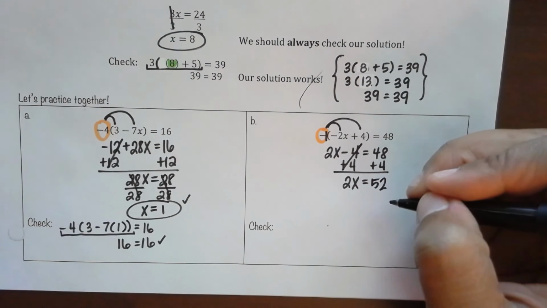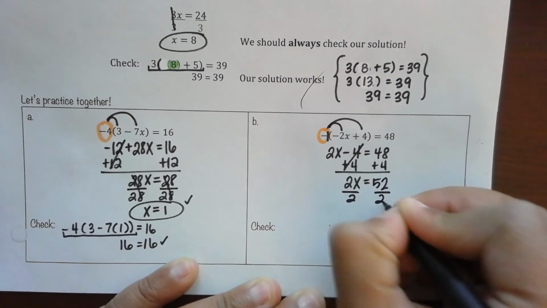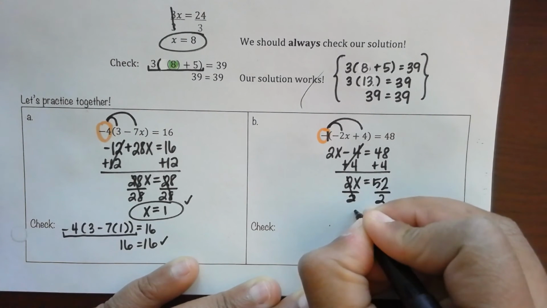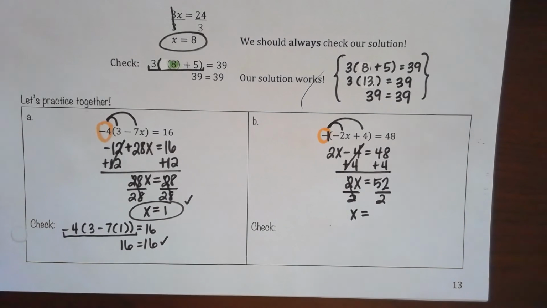What do I do from here? Divide by 2 on both sides. What happens to those 2s? Cancel out. What's being brought down? X. And what's being typed in? 52 divided by 2. Type in 52 divided by 2, please and thank you.